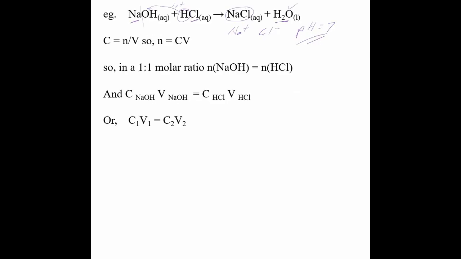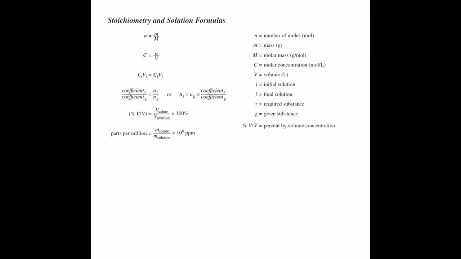So if we take a look at this reaction again here, this reaction is already balanced. We have 1 mole of sodium hydroxide reacting with 1 mole. It's a 1-to-1 molar ratio that we do have. It's just a 1 over on these ones as well. A 1-to-1 molar ratio. If you go to your data booklet, this is the stoichiometry and solutions formulas in your data booklet that you do need to be aware of.